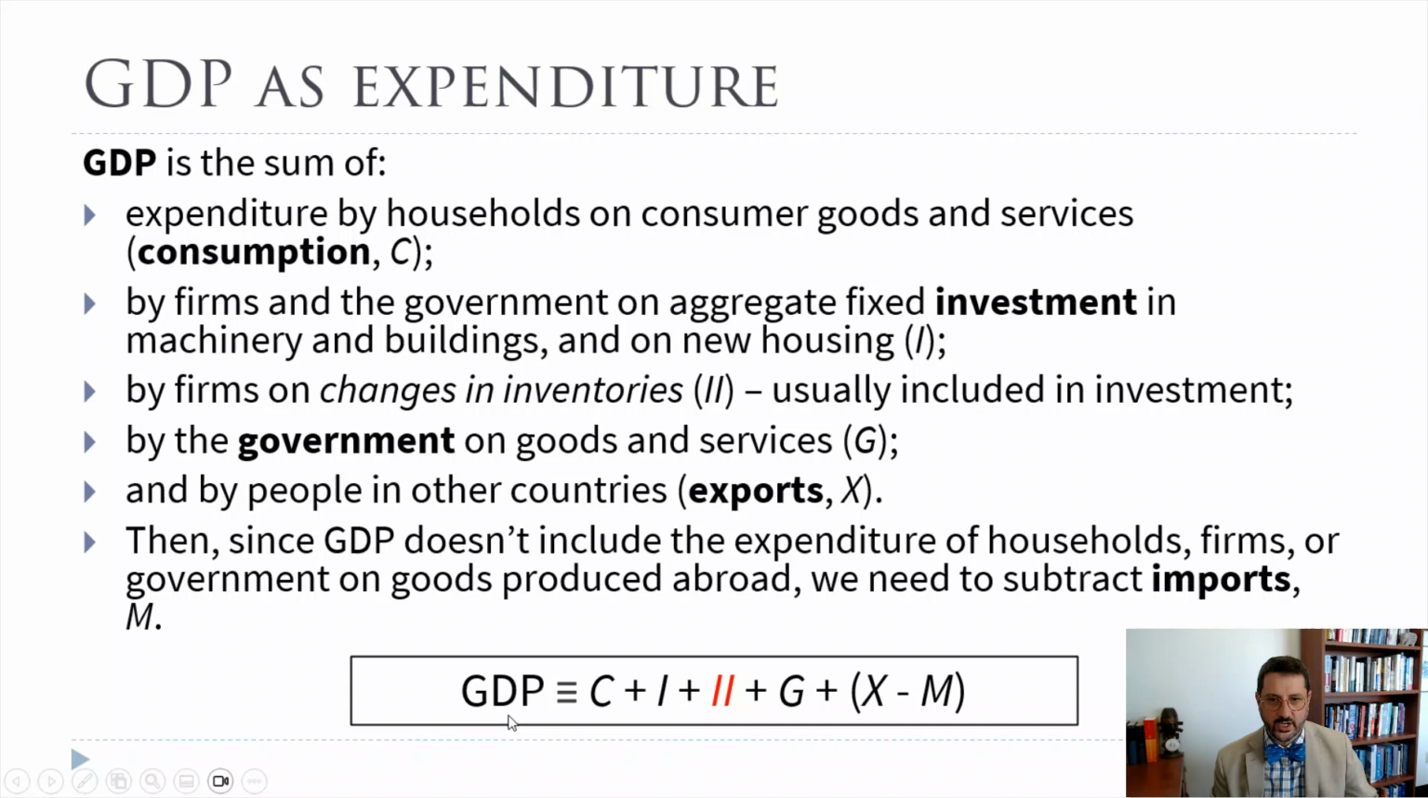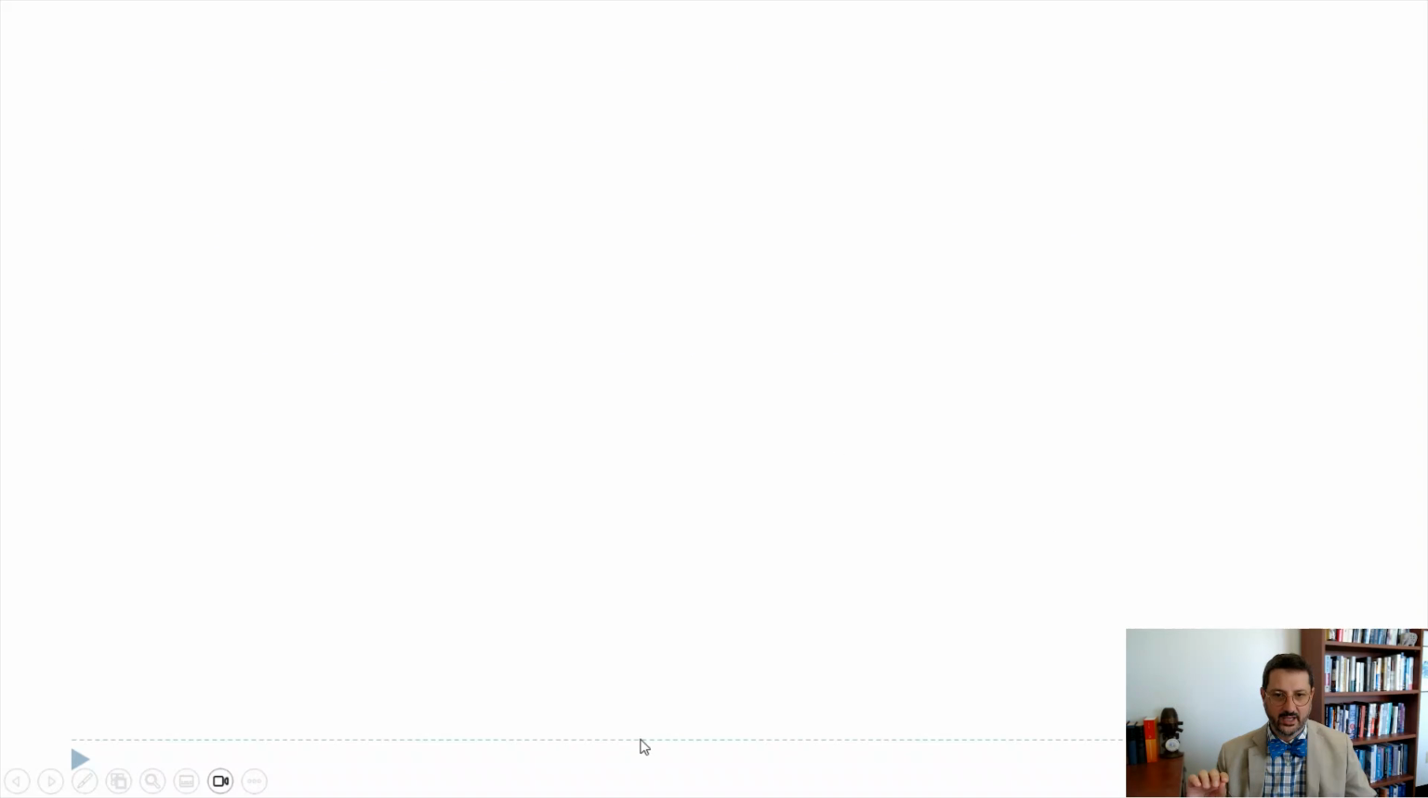Because here in this equation, on the left side is everything we produce in the economy, right? And here on the right side is everything we buy. And so this is really an equilibrium condition that's saying everything we produce has to be equal to everything we buy. And that's why we have to subtract out those imports, right? Because we did not produce them, but we did buy them.